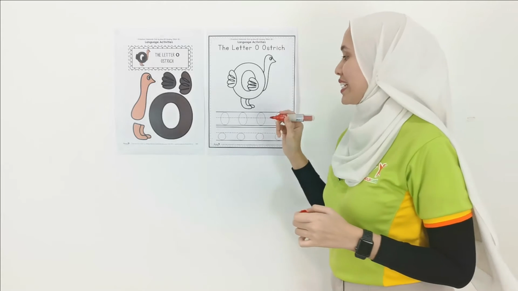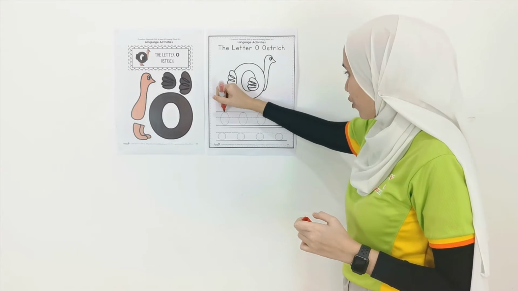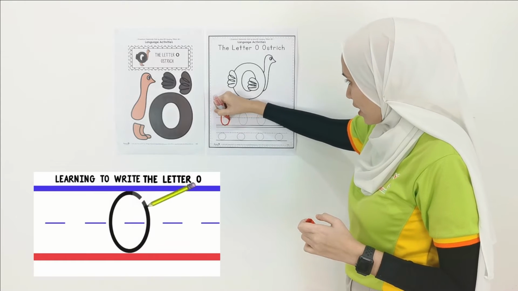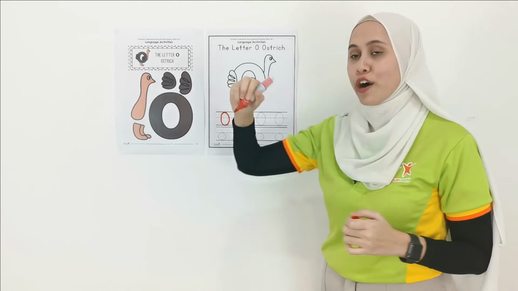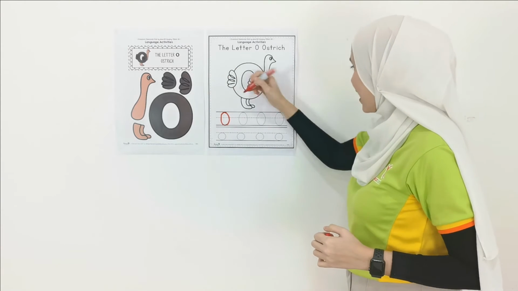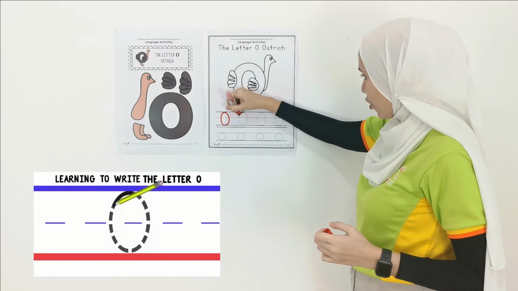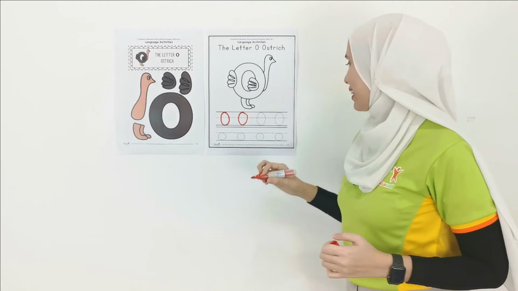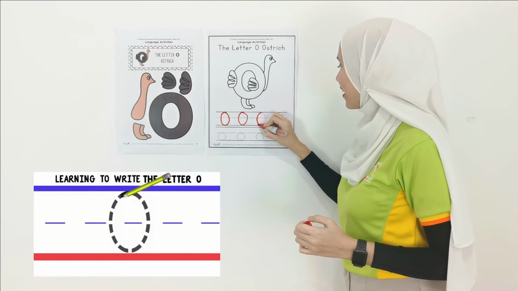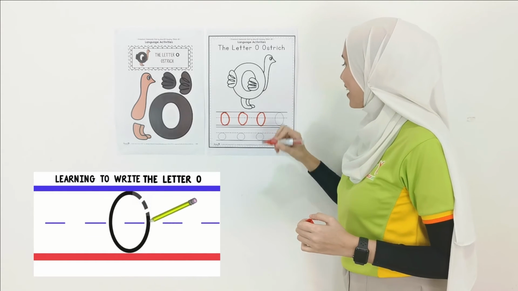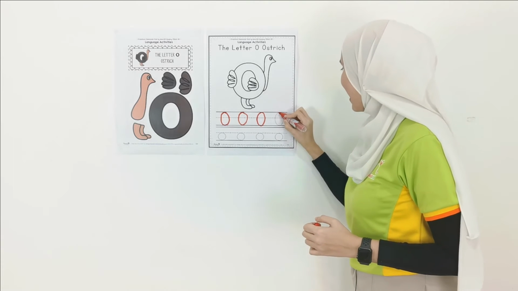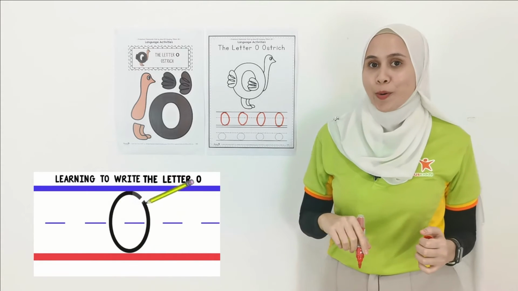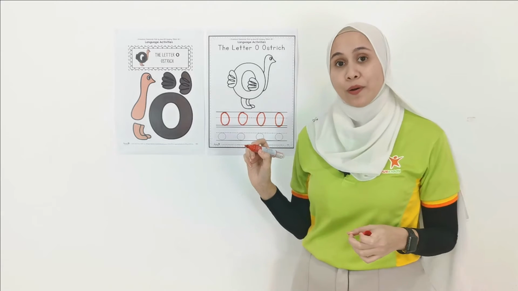So, when you write capital letter O, it must start from the top line, go to the bottom line and finish on the top line again. Let's try again. Top line, go around and finish on top again. Now, do the third one. There you go, up. Yes, and last one. Perfect O.